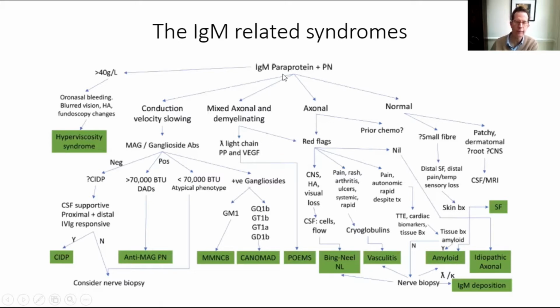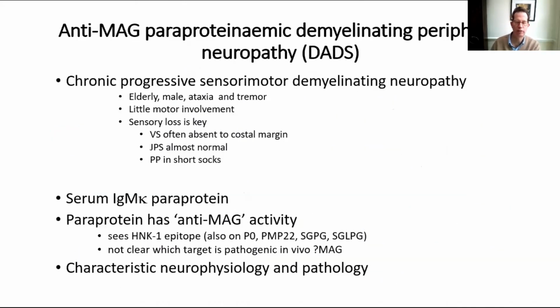Your paraprotein that you've identified, you then need to classify on the basis of the examination and the electrical studies. That takes you down one or other of these pathways, whether it's conduction velocity slowing, demyelinating, mixed, axonal, or normal, where you can then think about the different tests you're going to do. So let's consider the most common and well-known of these, the anti-MAG paraproteinemic demyelinating peripheral neuropathy, or the distal acquired demyelinating sensorimotor neuropathy known as DADS.